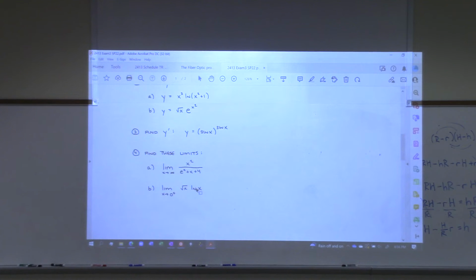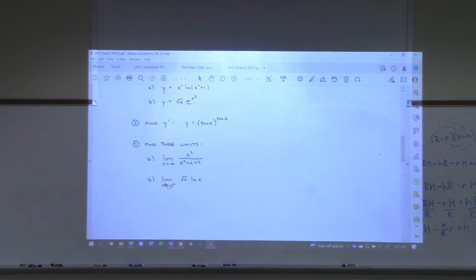The next one, find limits. Infinity over infinity. L'Hopital, right? Limit as x goes to 0 of square root of x times natural log of x. If you let x go to 0, you're going to get 0 times infinity. That's L'Hopital, but what do you have to do first? Make it either 0 over 0 or infinity over infinity. So you have to pick one and drop it, right?